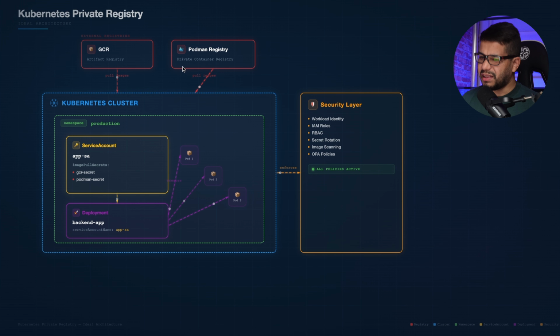A junior level answer usually stops at create a secret. A senior level answer asks, how do you authenticate securely? How do we avoid static credentials? And how do we scale this for multiple registries?